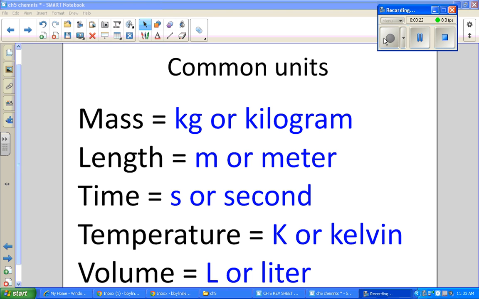Length is usually the meter, m, like the meter sticks. Time is s or second. Temperature is going to look new for you. You might be used to Celsius, but I will show you how to convert to Kelvin, which is the metric standard for temperature. I'll explain more about that in a little bit. And volume would be L or liter.